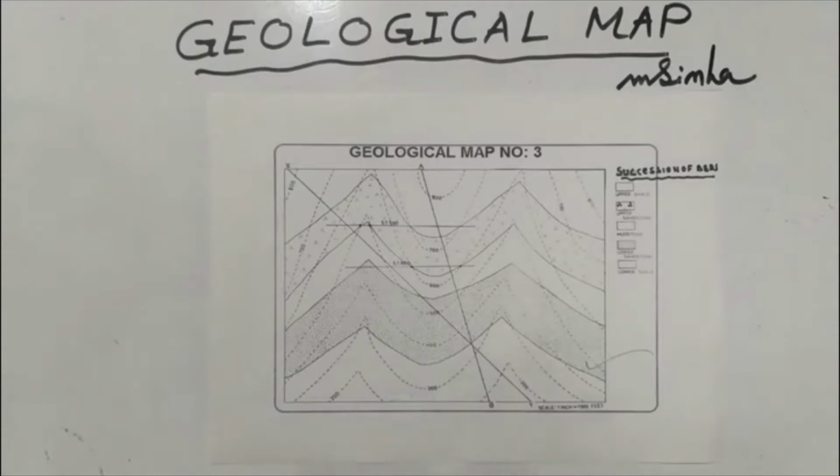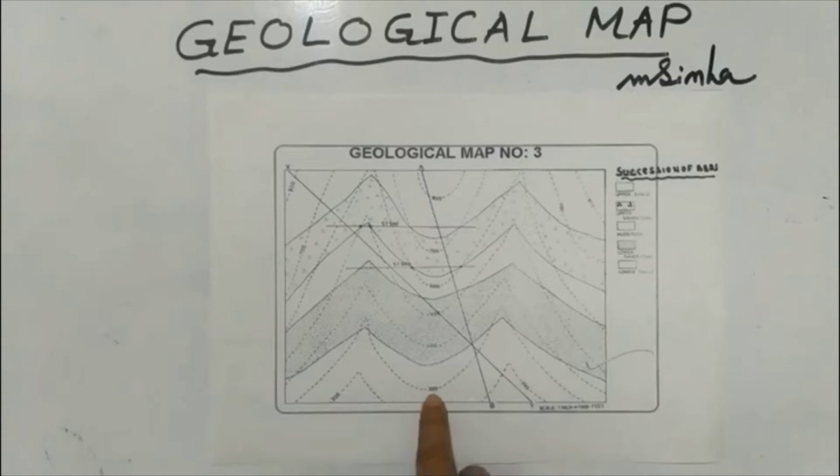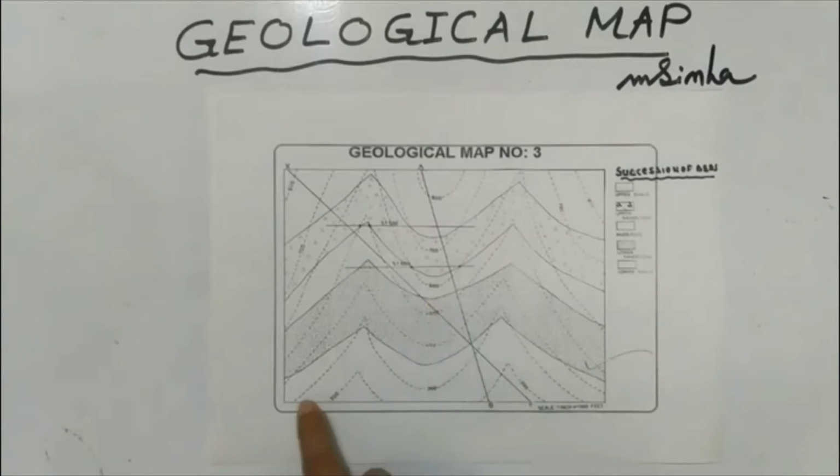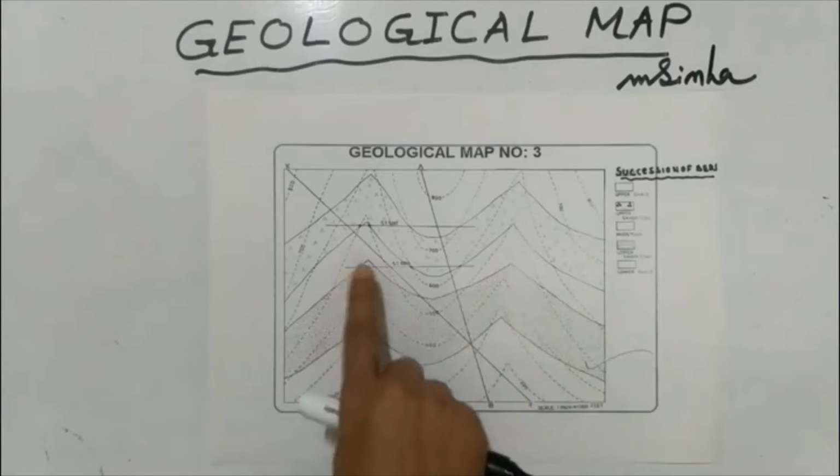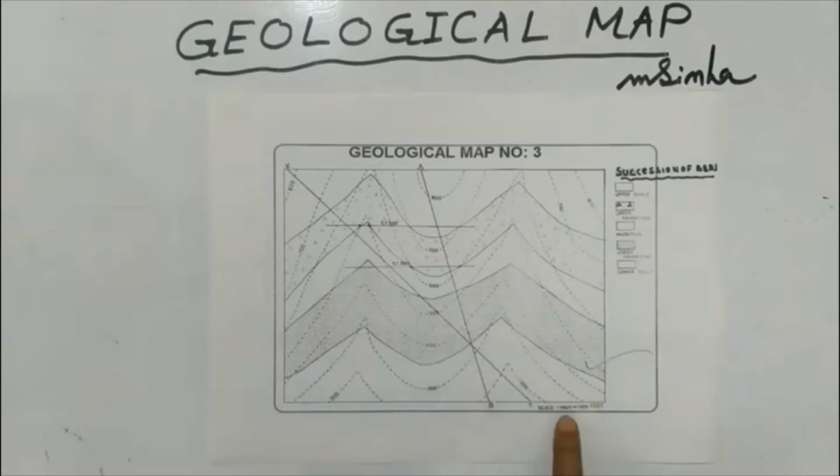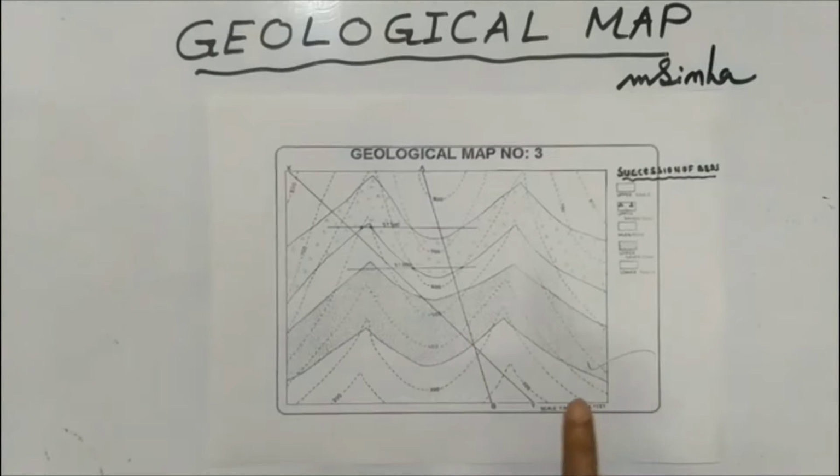First one is that from that geological map we can see the contour value. Here the contour values are 200, then 300, 400, 500, and so on. We can very easily find out the contour value and the corresponding scale. Here 1 inch is equal to 1000 feet. The first thing is that we can get the height information, that is the information of surface elevation.